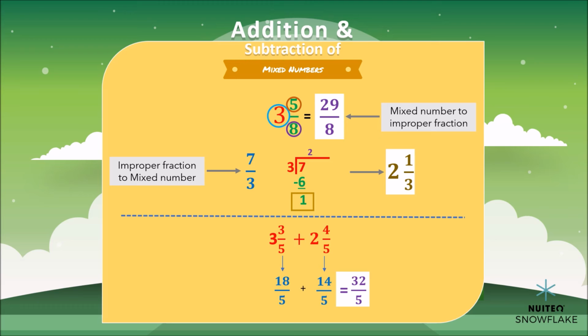This is the result expressed as an improper fraction. But if we want, we can express the result as a mixed number. So, if we divide 32 by 5, we get a quotient of 6, and a remainder of 2. The result is 6 2/5. Just remember, if you want to subtract, you need to follow the same steps. Instead of adding, just subtract the improper fractions with like denominators. Interesting, right?